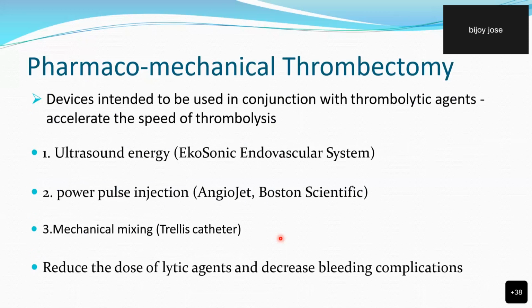The other is pharmacomechanical thrombectomy. These devices are intended to be used in conjunction with the thrombolytic agents to accelerate the speed of thrombolysis, so we can reduce the dosage of the thrombolytic agent. The techniques are ultrasound energy, the EkoSonic endovascular system, power pulse injection with AngioJet, and mechanical mixing with the Trellis catheter. So these are the techniques.